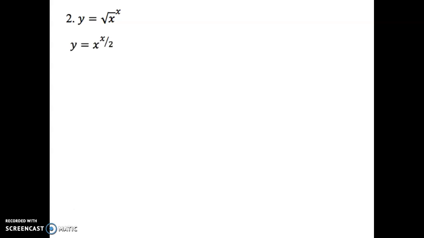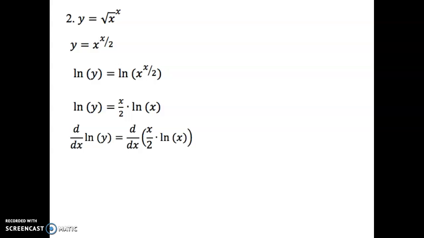y equals x to the x over 2, or remember, radical x is equal to x to the 1/2. x to the 1/2 to the x power, we multiply those together and get x to the x over 2. Now let's try our procedure. Take the natural log of both sides. Manipulate using our properties for logs. This is an exponent. It can drop in the front of the natural log.